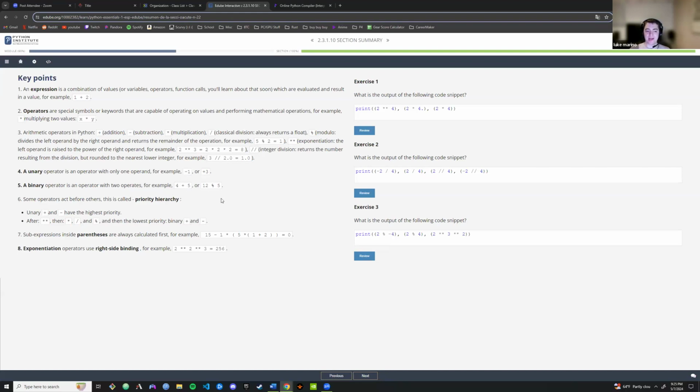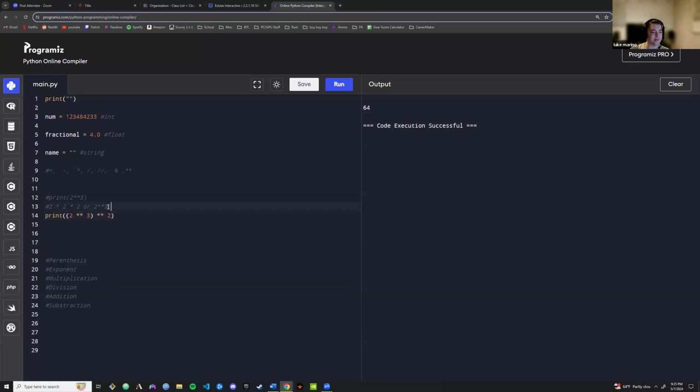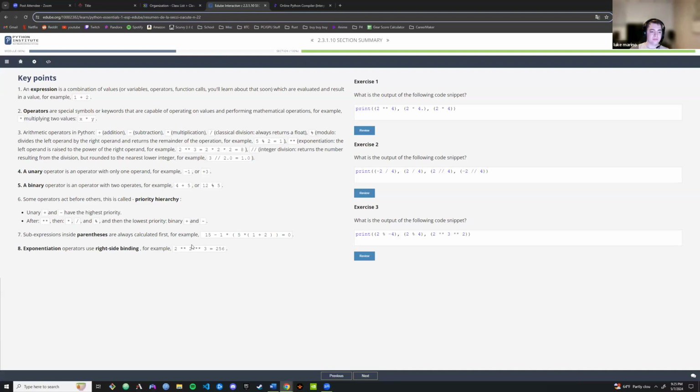Some operators may act before others. This is called priority hierarchy, which is what we saw in this example here. We had the exponents acting before, on the right. Yeah, exponentiation operators use right side binding. So this is 256 here because of the right side binding.